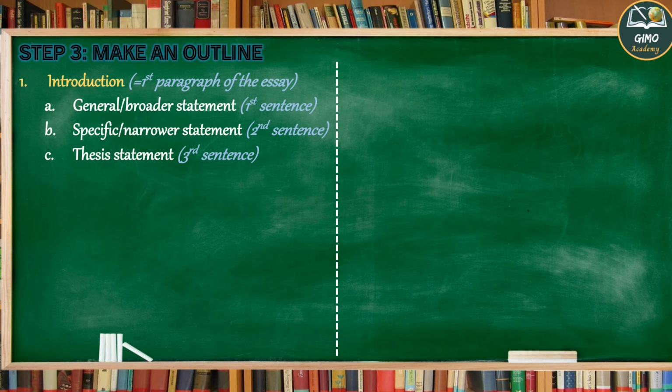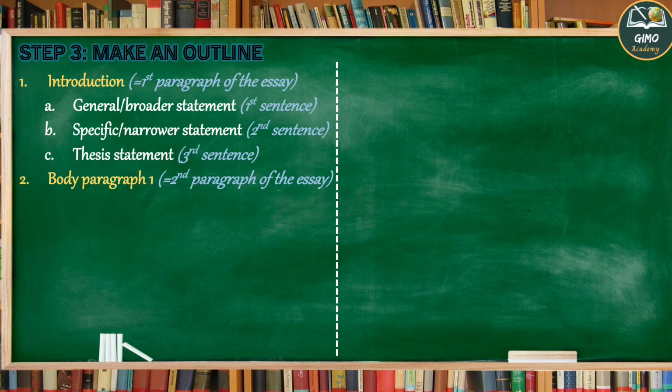And then from the specific statement, we should move to the thesis statement. We have to state what our essay will be talking about. And this should be the third sentence of our introduction. So in total, our introduction should have 3 sentences. One for the general statement, the second one for a more specific or narrow statement, and the third one for the thesis statement. Is that okay? Great.